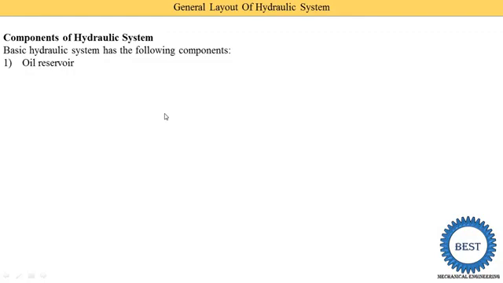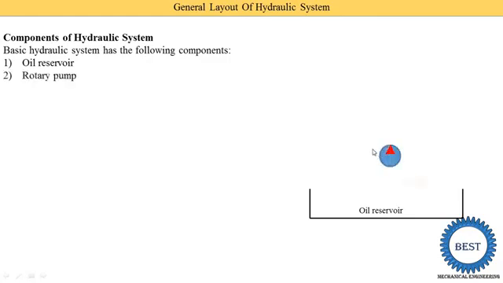So here we go with the animation so you can easily understand it. It is the oil reservoir in which the oil is stored. Okay. The second component is the rotary pump. The pump is located here and it is run by this electric motor. Here the M is written, and this is the shaft. This shaft transmits the power from the motor to the pump.